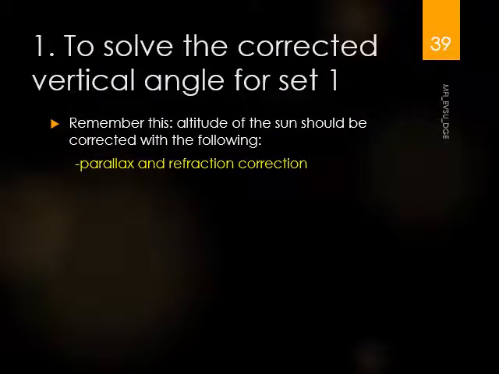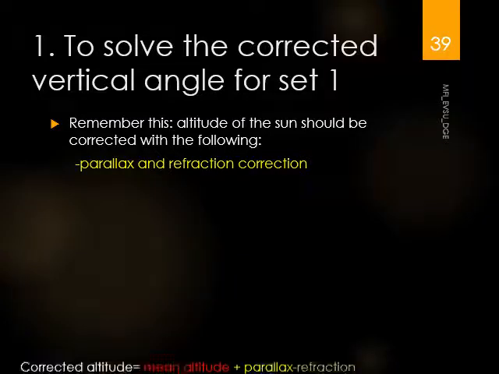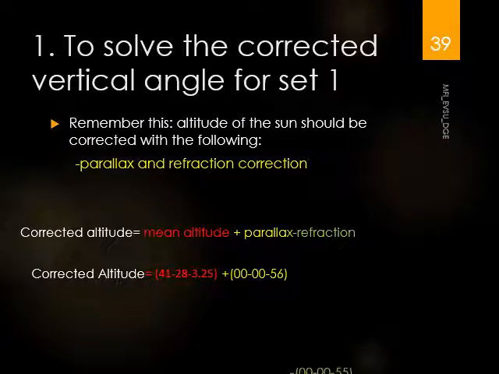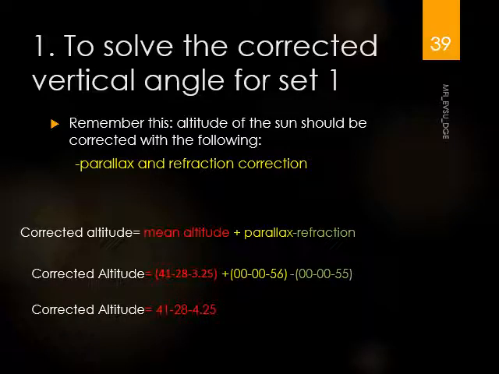So, to solve the corrected vertical angle for set 1, diba? Vertical angle, which means yung ating altitude. So remember this, altitude of the sun should be corrected with the parallax and refraction correction. So, mean corrected altitude is the mean altitude plus yung ating parallax minus sa ating refraction. Okay. Corrected altitude is 41, 28, 3.25 plus yung ating parallax. Okay, yung parallax talaga niya is 56. Okay, ipapollow na lang natin yung problem. We have 55 ang kanyang refraction. So, yung ating corrected altitude is now 41, 28, 4.25.